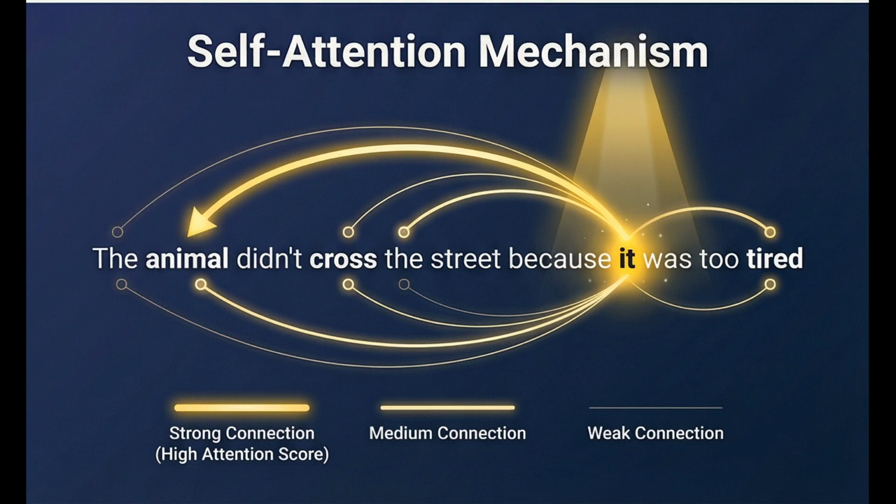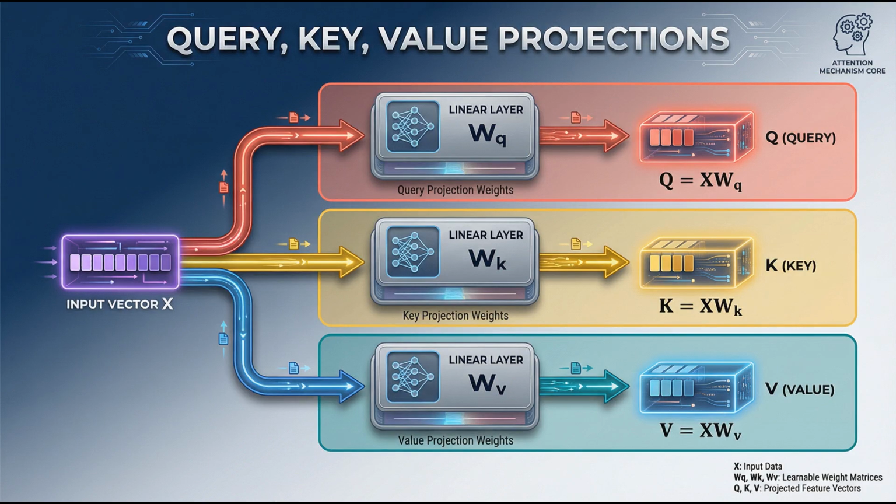Think of it as a spotlight. When processing the word bank, the model needs to know if we mean a riverbank or a financial bank. Attention allows the model to look at other words in the sentence, like money or river, to clarify the context before moving on. Technically, attention works like a database query.